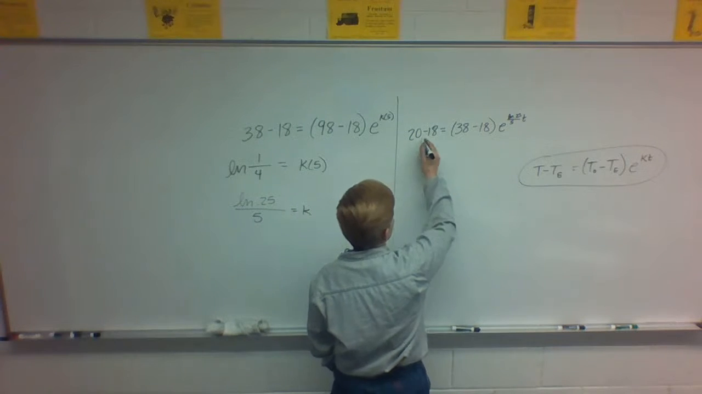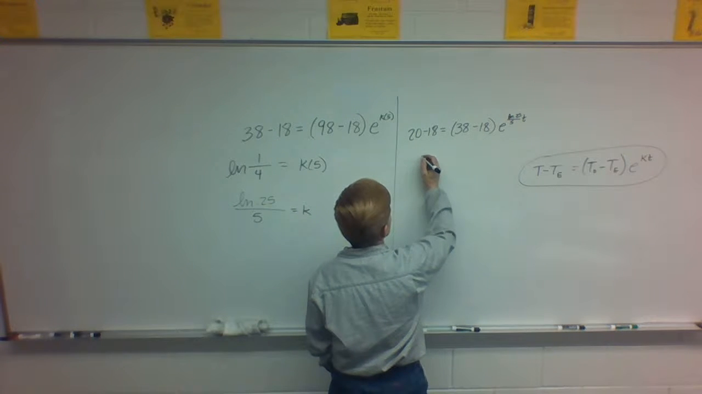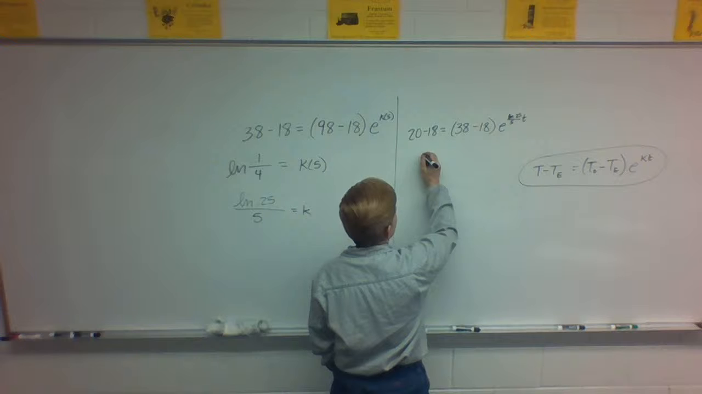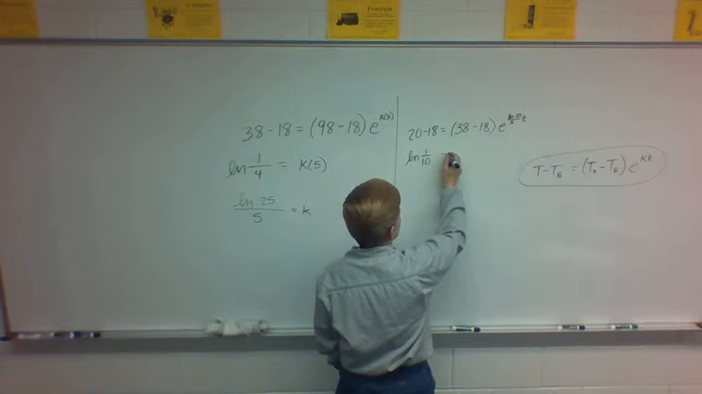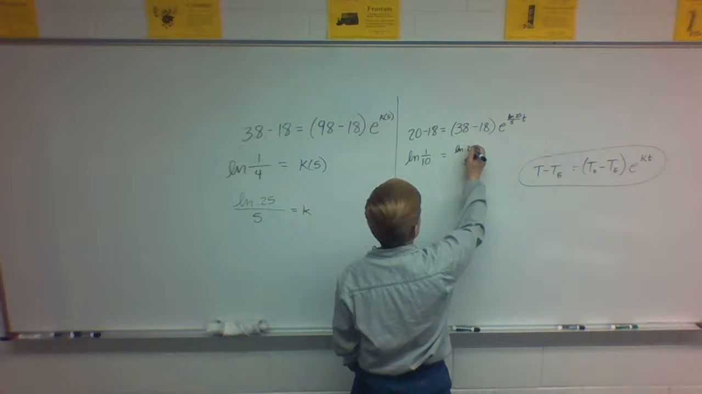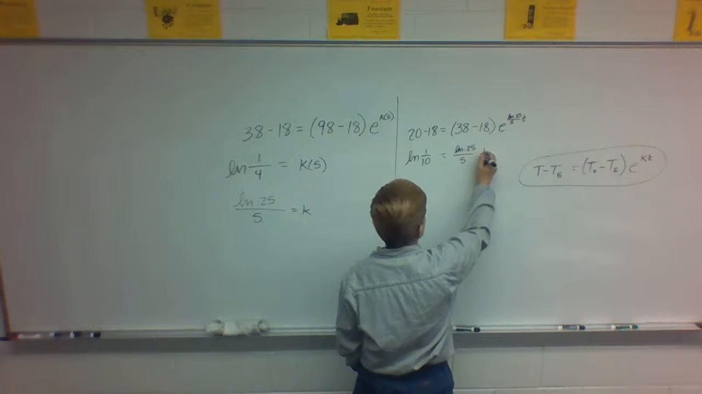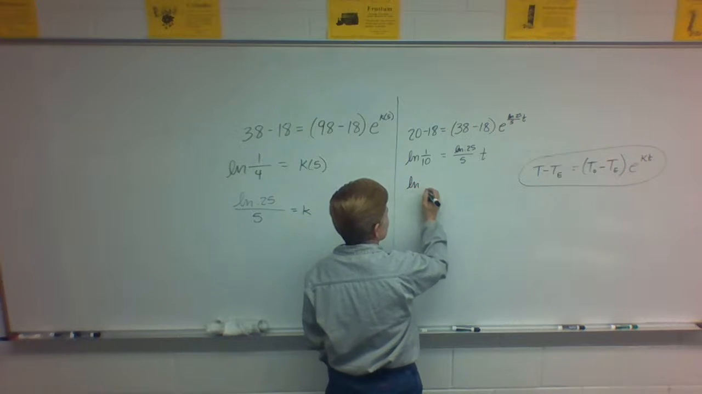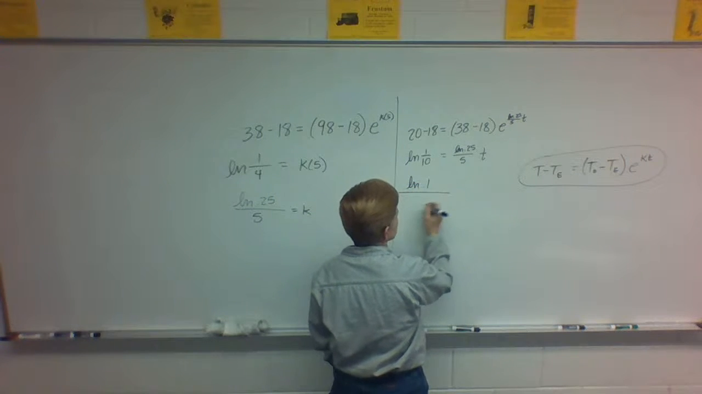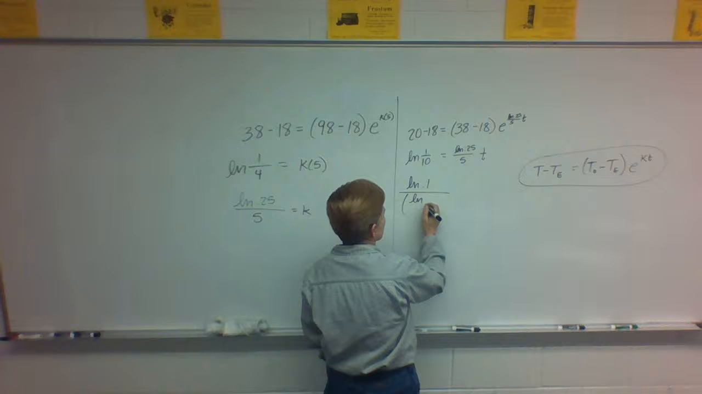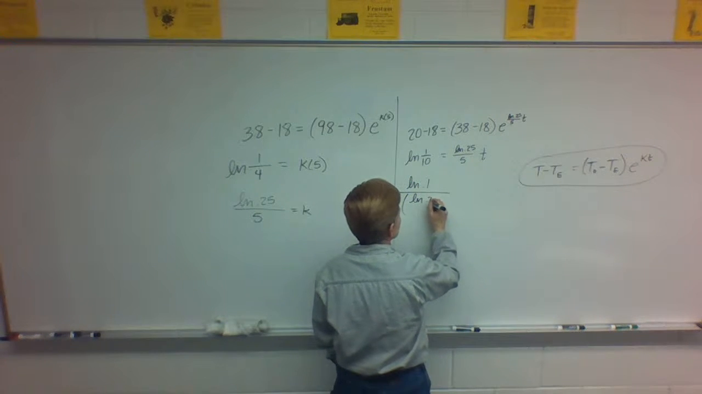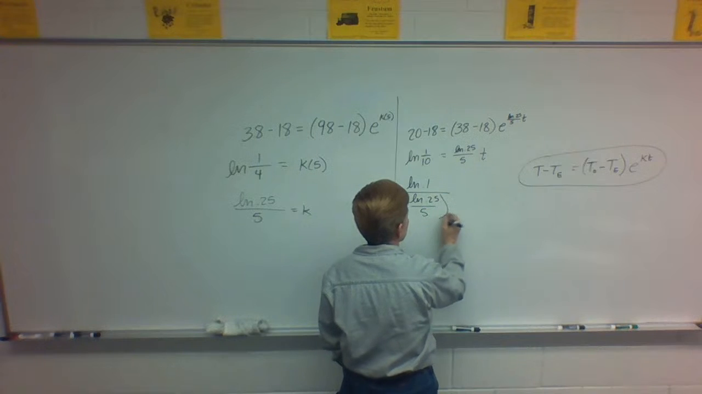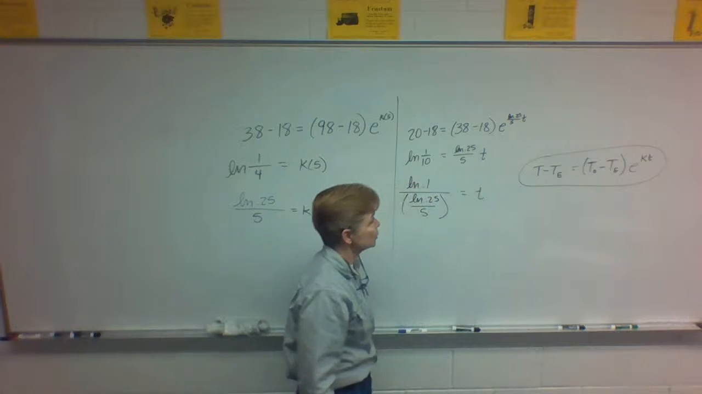Okay? So I get what over here? 2 over 20, which is 1/10. Natural log of that is equal to the natural log of a quarter times 5t. And then we divide that out. So it's the natural log of a tenth, which I'm going to call 0.1, over the natural log of 0.25 over 5. We could put a 5 up here if you want, and invert and multiply, but I'm not going to. That's how much longer it will take when you use the 38 there.